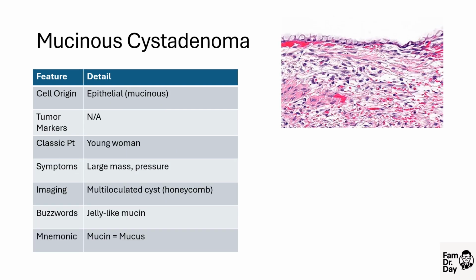Mucinous cystadenomas come from epithelial cells. The classic patient is a young woman with a large mass causing pressure. Imaging will show a multiloculated cyst like a honeycomb, and the buzzword is jelly-like mucin.